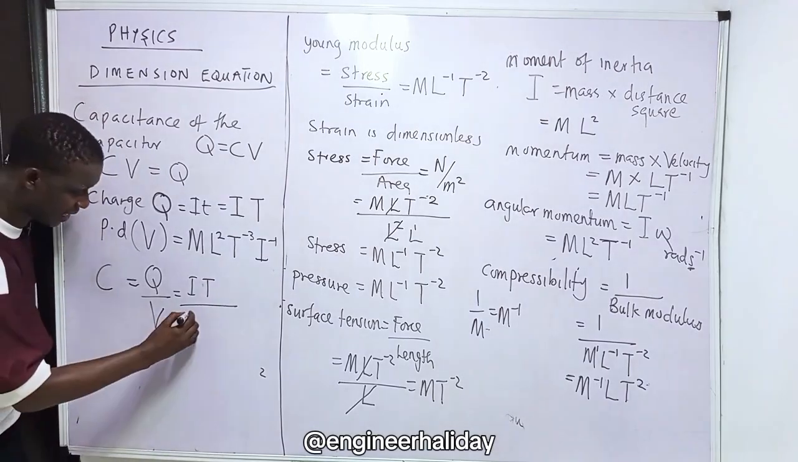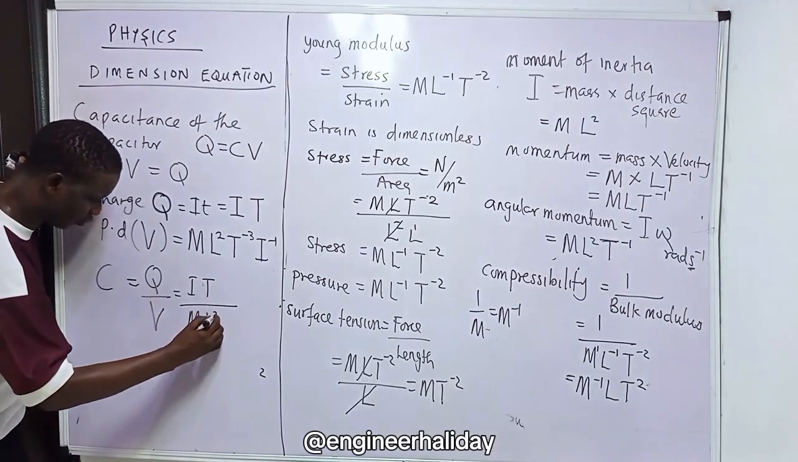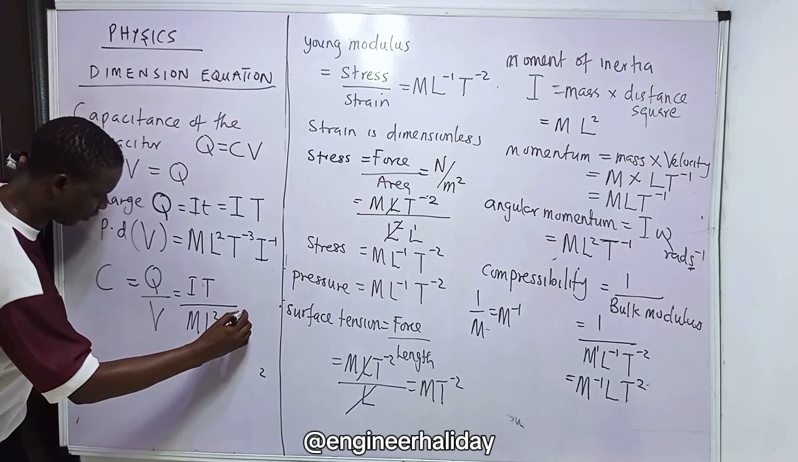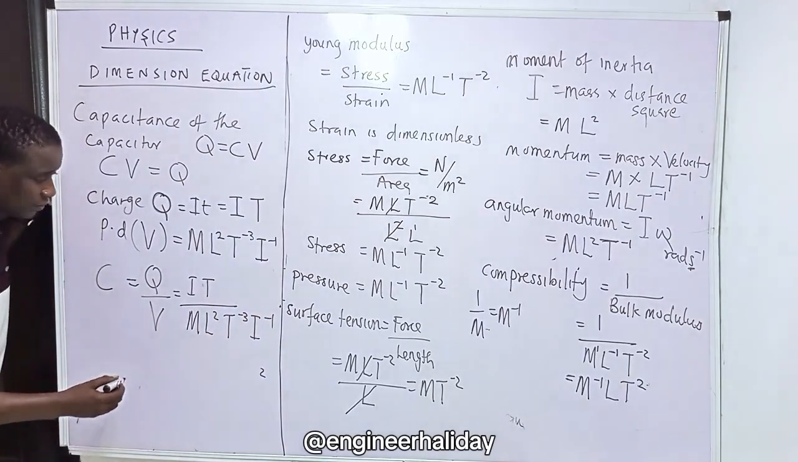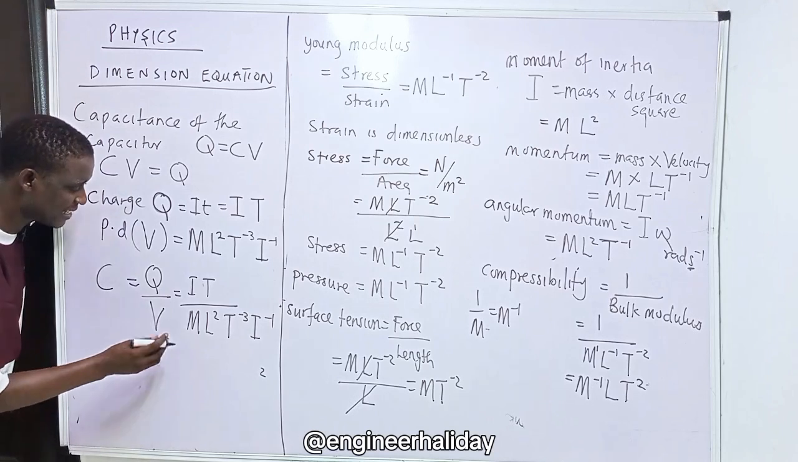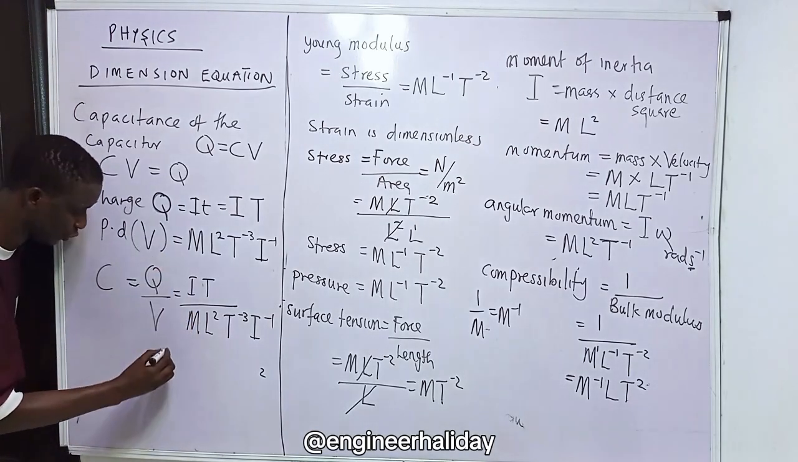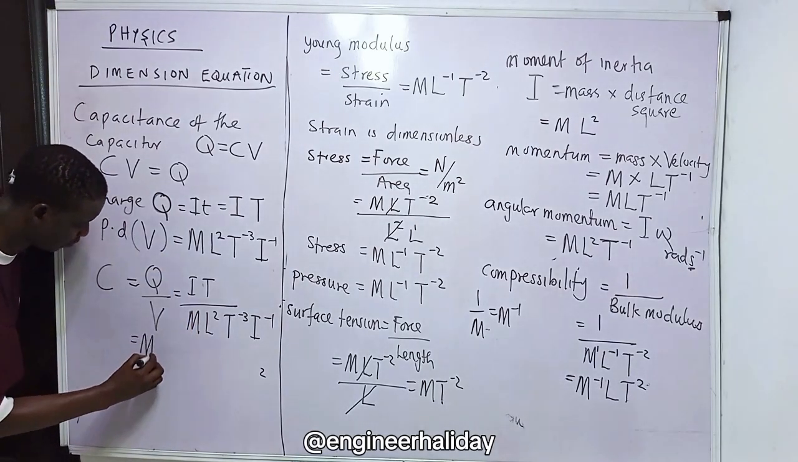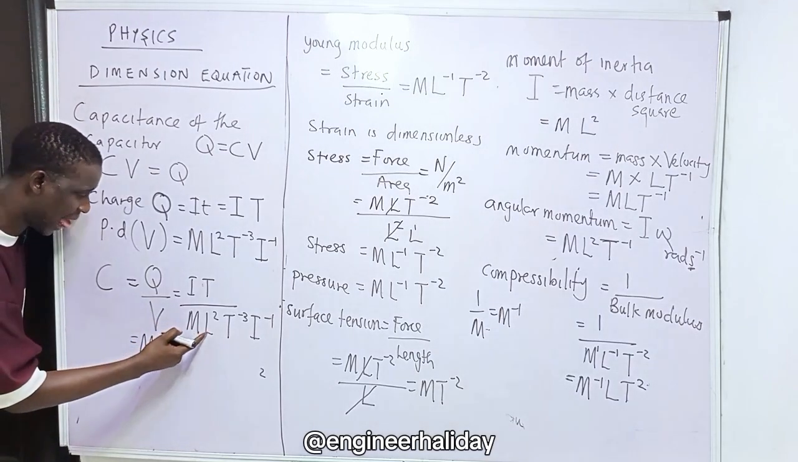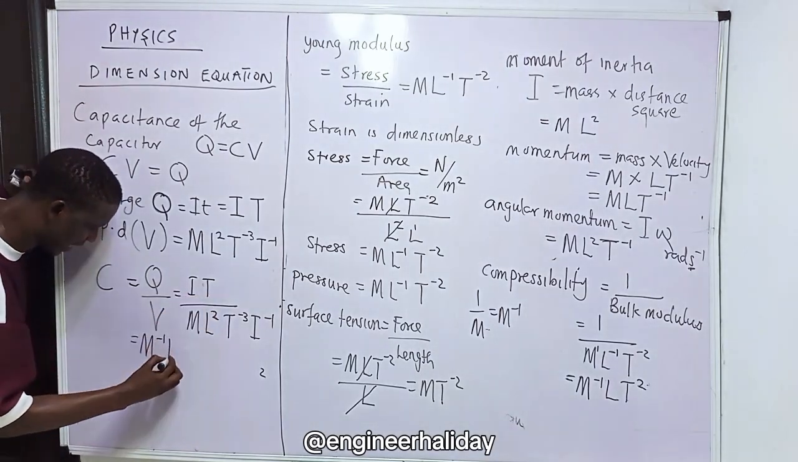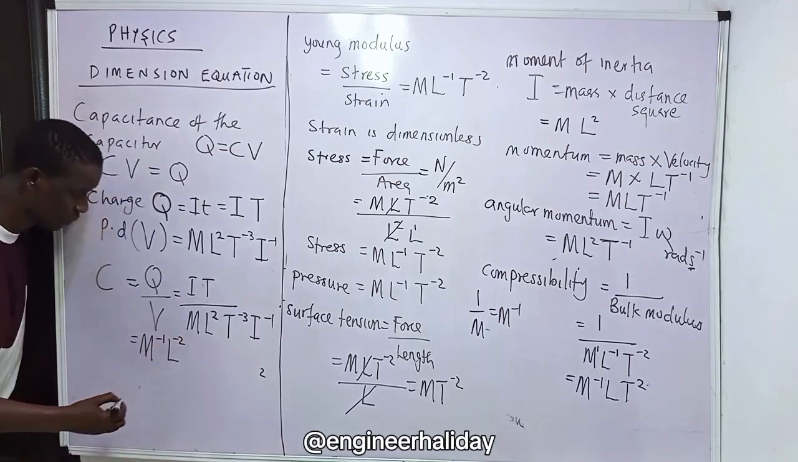What is our this there? ML square C raised to power minus 3 I raised to power minus 1. So what do we have now? Let's take this M to the up now. You have M raised to power minus 1. Then let's take the L square to the up. You have L raised to power minus 2.